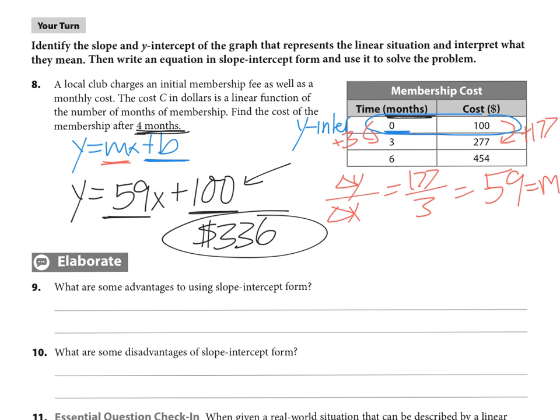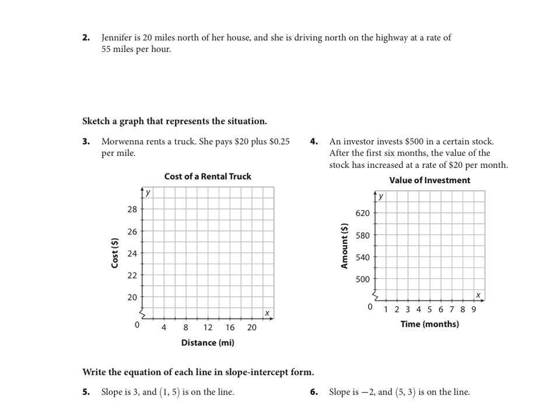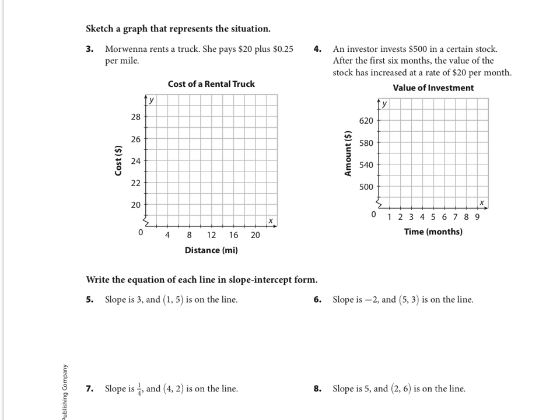Okay, so you guys are, page 244, you're doing 1 through 27 odd. 1 through 27 odd. This is page 244.